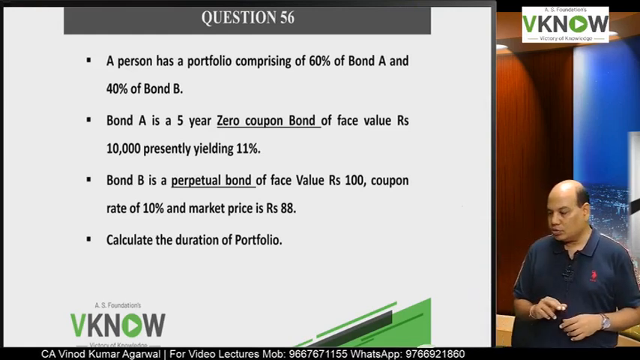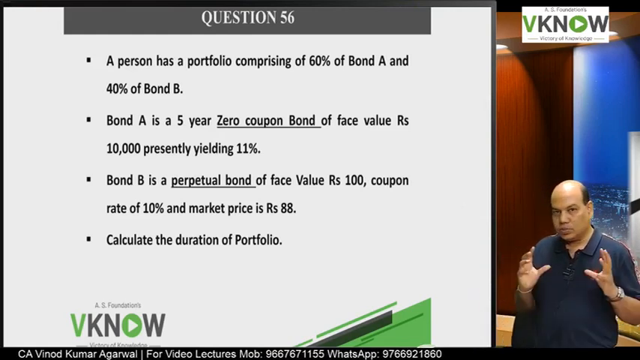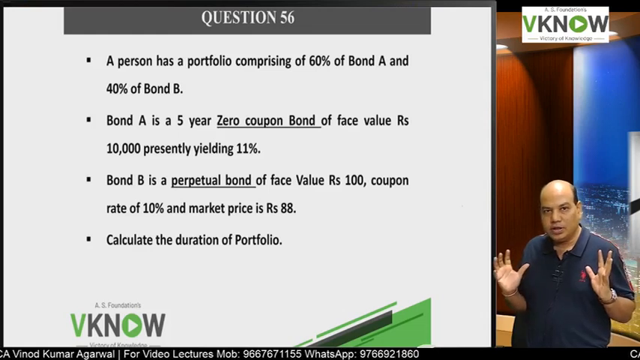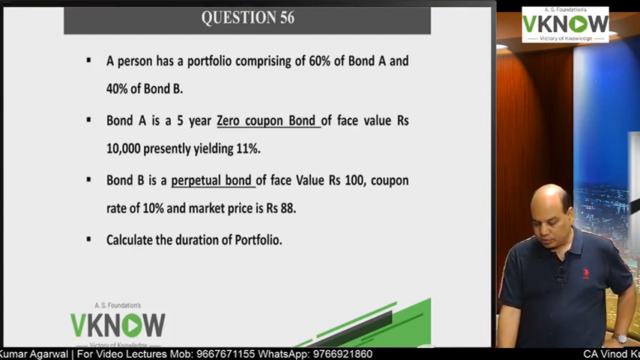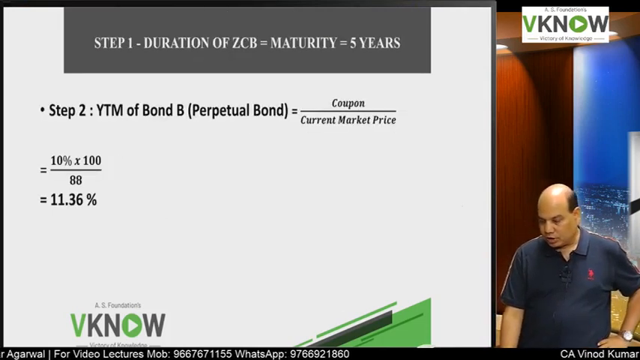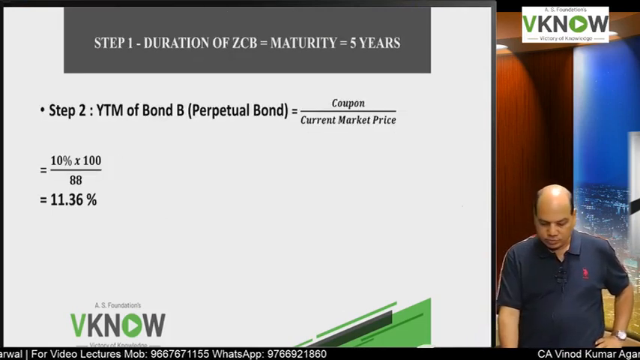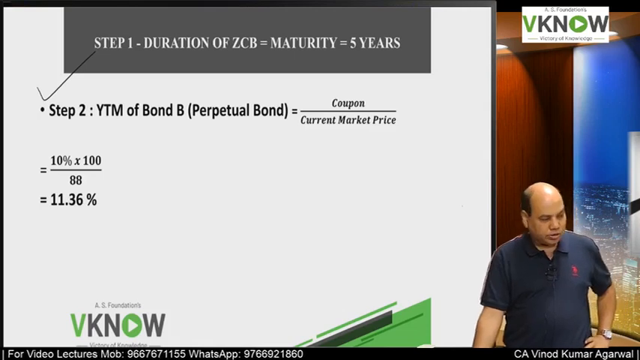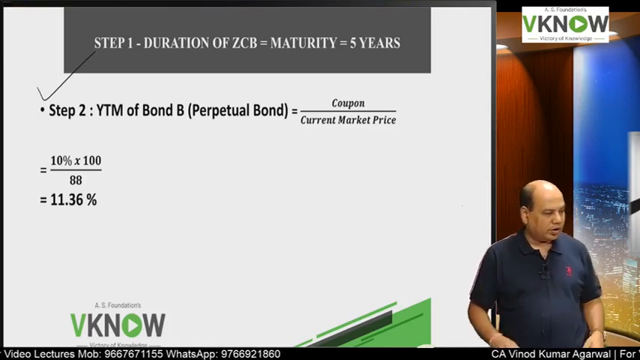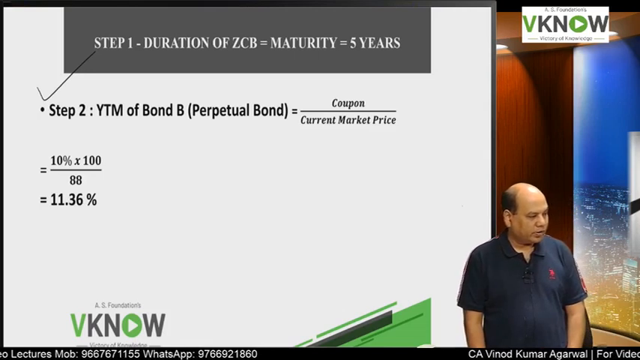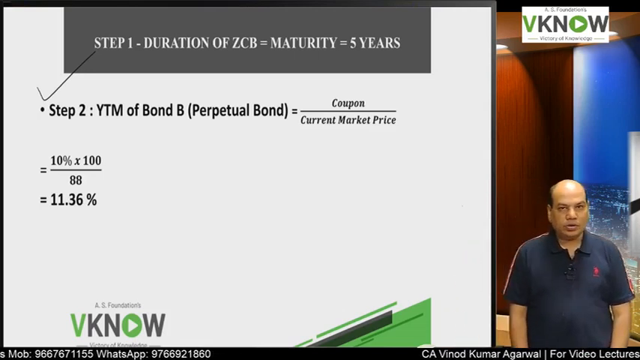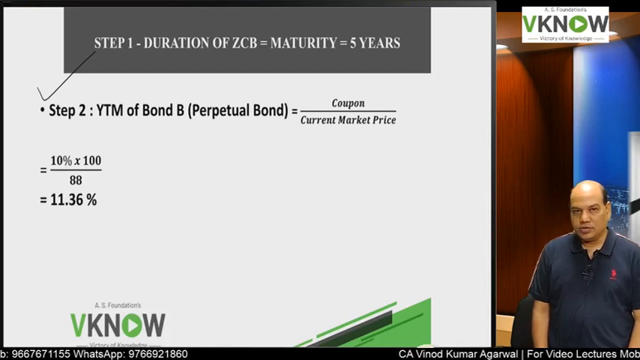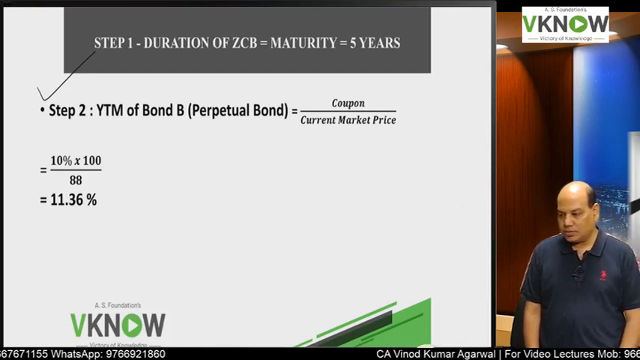Is it right? So what is my thought process? What do I need? I need the YTM of the perpetual bond first. So first write down in your notebook, step 1: duration of ZCB, that is already given. Duration of ZCB is equal to maturity, which is equal to 5 years.